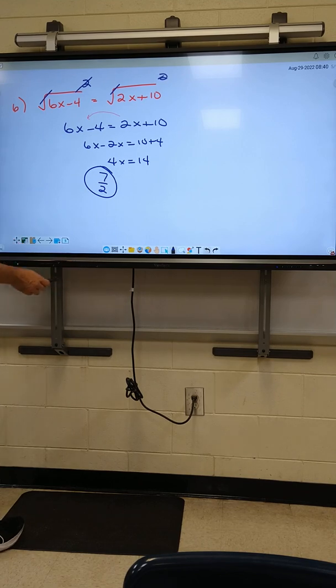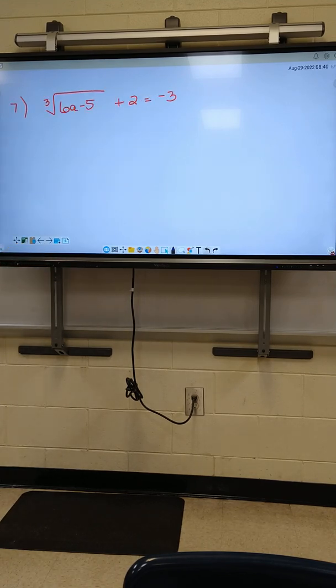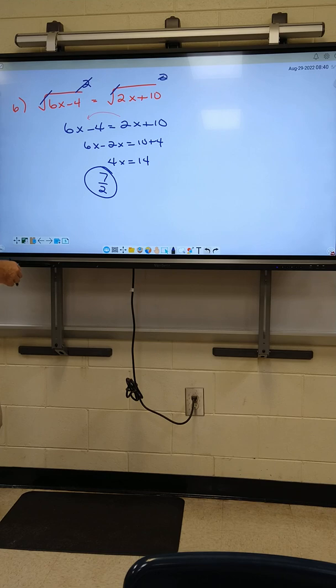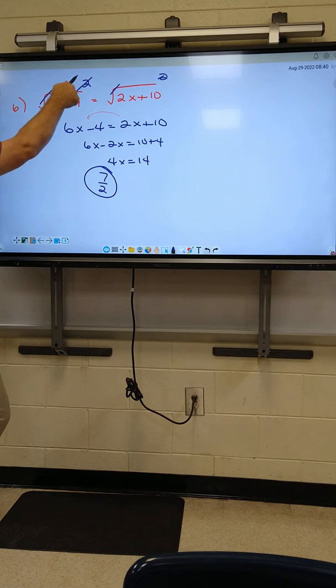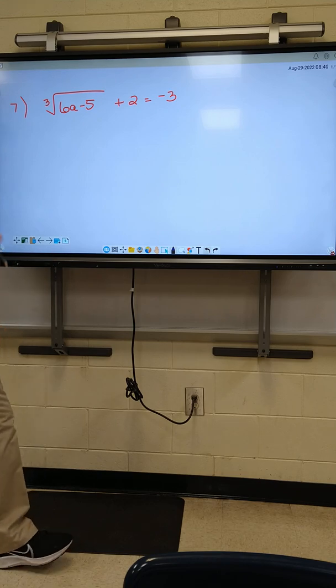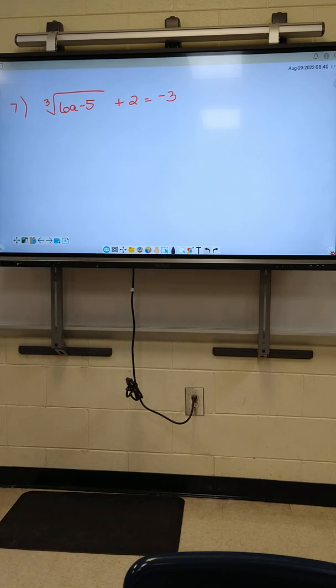All right, 7's going to be just as easy. Let's go to 7. On number 7, we've got a cube root instead of a square root. So look back at number 6. If I want to get rid of a square root, I squared both sides. You just have to cube both. So now I got to cube both sides. But there's something you got to do before you cube both sides.